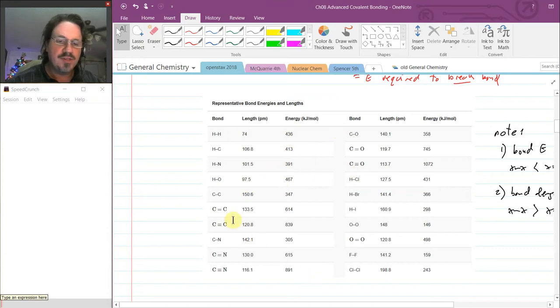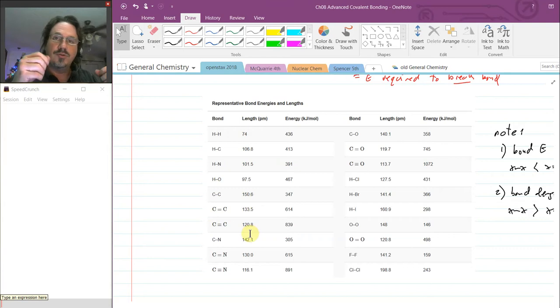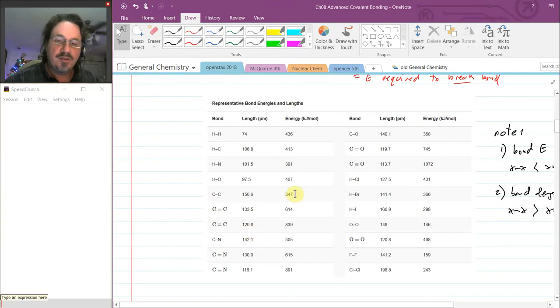Couple trends to notice here. Look at the carbon-carbon ones. If I do a single bond versus a double bond versus a triple bond, the lengths decrease. That is to say, the longest one is a single bond. As I put 2 bonds in there, that tightens it up and it actually gets shorter. 3 bonds tightens it up even more and it gets shorter yet. I think it makes sense that the bond energies also increase from 347 up to 839. Yeah, the more bonds I have, the more energy it would take to actually break those bonds and separate those atoms.